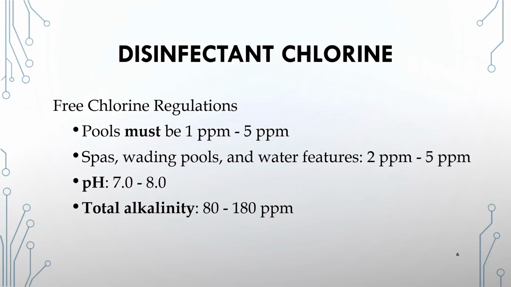Going over chlorine use for disinfectants, the regulations the city has is that the pool must be between 1 to 5 parts per million. Spas, wading pools, and water features such as splash pads should be between 2 and 5 parts per million. For all facilities, the pH should be between 7 and 8. And for alkalinity, we check to make sure it's between 80 to 180 parts per million.